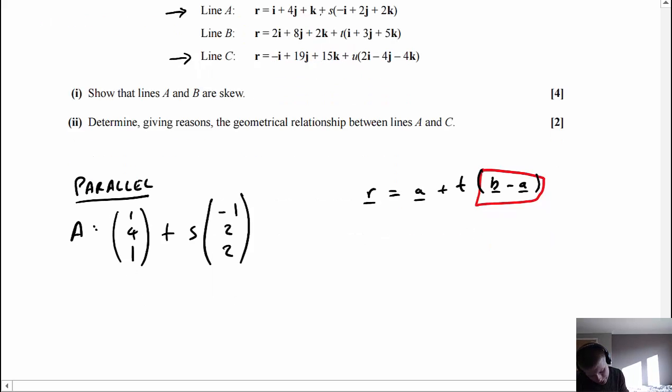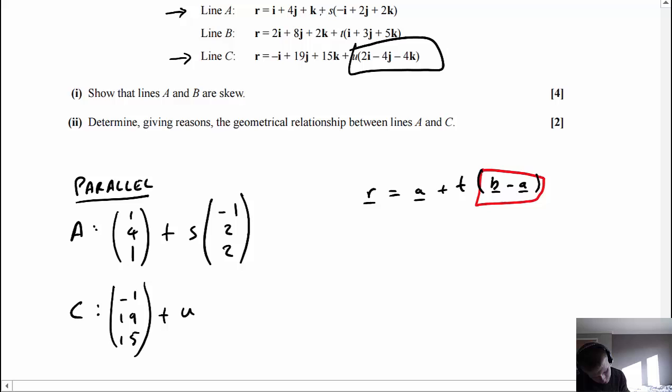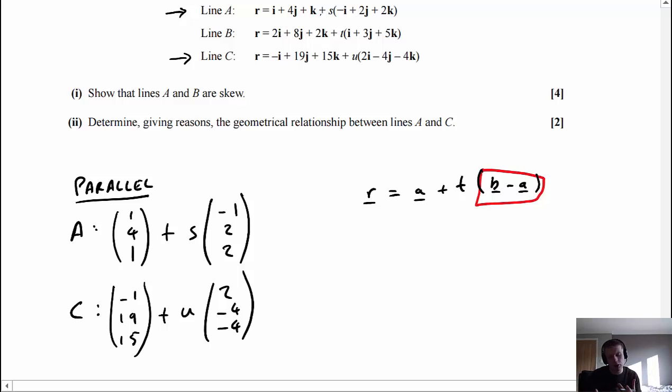Okay, so let's do C. So we've got -1, 19, 15, and then we move u lots of 2, -4, -4. So I want to show, first of all, are they parallel? I'm asking the question, are they parallel? If they're parallel, what that means is I just need to look at the direction vectors and they should be a multiple of each other.